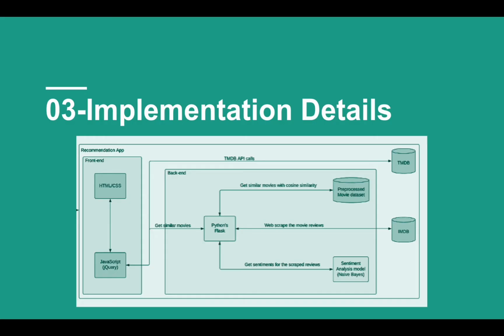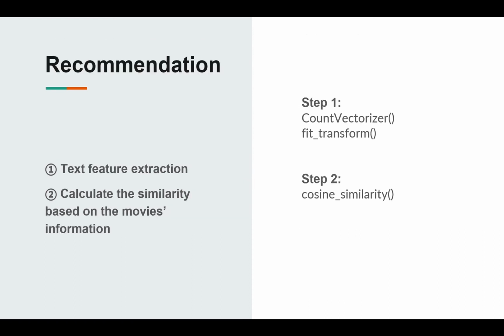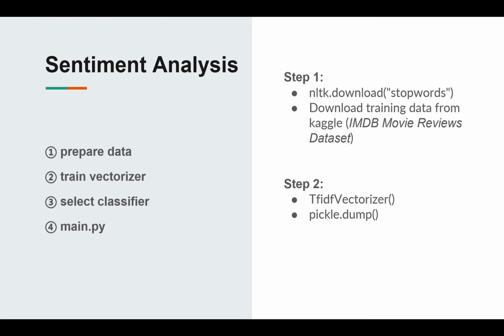And next, as for the implementation, the whole structure of our content-based system is displayed above, and we shall elaborate details in the flowchart. Firstly, construct the movie dataset. We crawl the movie list from Wikipedia and crawl movie genre from the MovieDB website, and then we process data into the main dataset. And next, we conduct recommendation by text feature extraction and calculate the similarity based on the movie's information. In order to give more information to users, we also conduct a sentiment analysis on movie comments and show whether it is a good or bad comment to users.